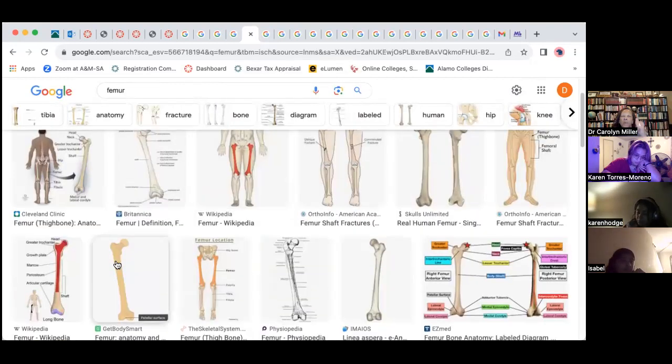Femur. Remember the Flintstone bone, definitive head. This is the femur. Y'all can see where my cursor is, right?